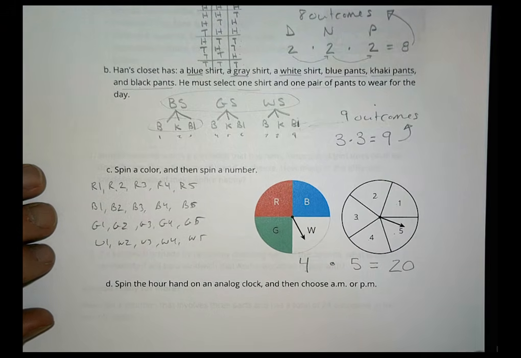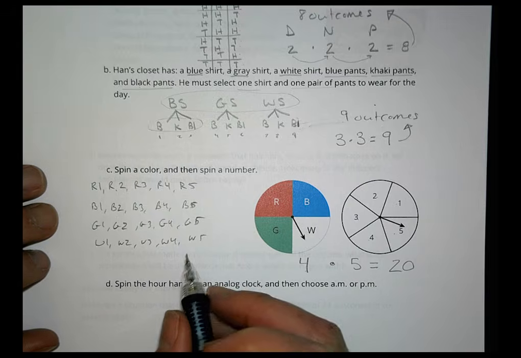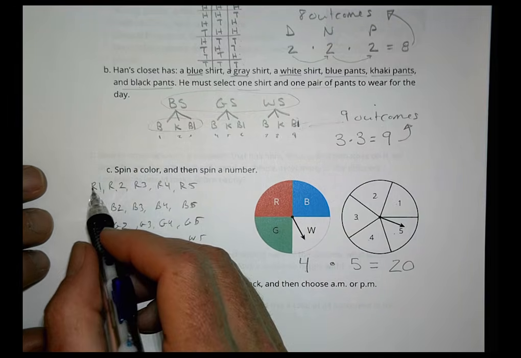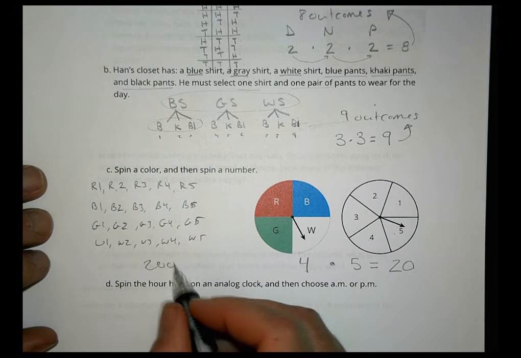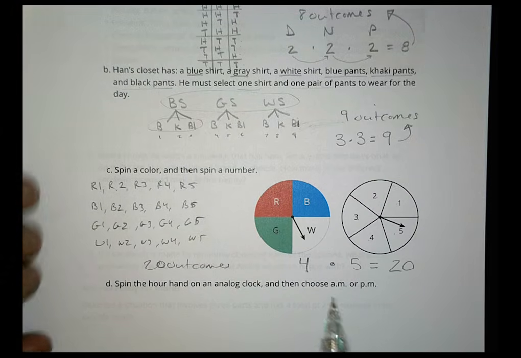So those are all possible sample spaces as well, right? These are all my sample spaces. And you can see I have 1, 2, 3, 4, 5 by 1, 2, 3, 4. And so that's a total of 20 outcomes all together. Okay? So we're good to go right there.